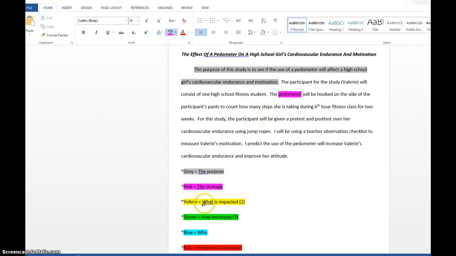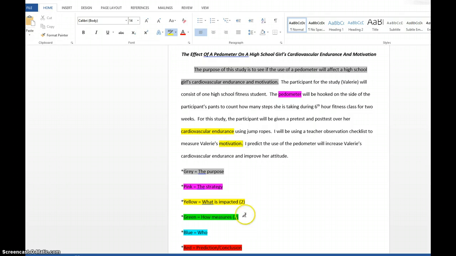The next thing that we want to try to find are the two things impacted. What are the two things that are going to be affected or impacted by the pedometer? The two things impacted are going to be highlighted in yellow. So let me go get my yellow highlighter. And we are looking at cardiovascular endurance as one of the things affected. And we're also looking at motivation.